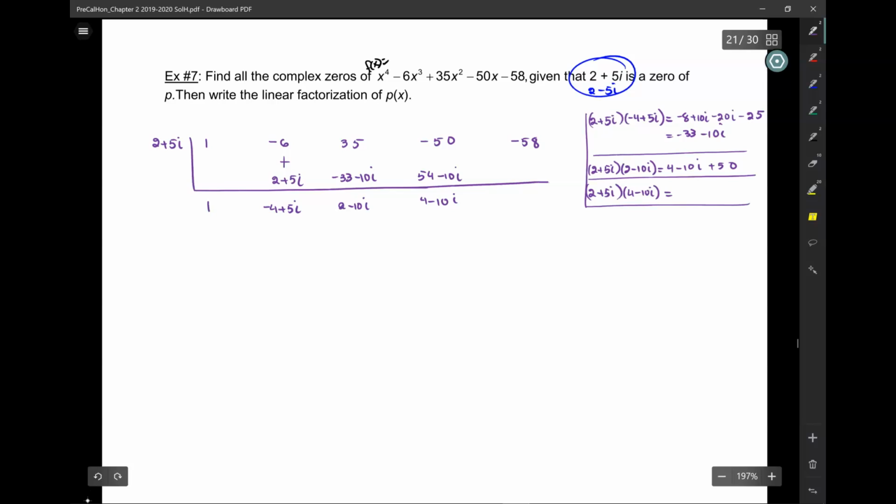This is going to be, okay, so 8. Look at what happens here. Something very cute will happen. Minus 20i plus 20i. Oh my gosh. Minus 50i squared, which is plus 50. That gets 58. So you get 0. Who would have thought?